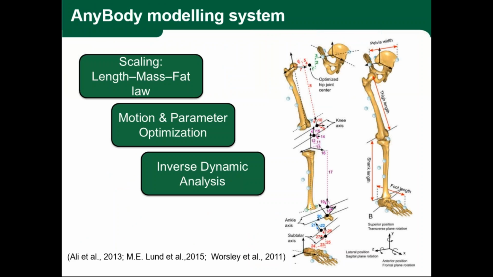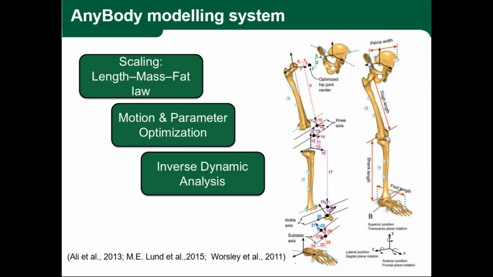So this is a very quick and brief review of the process in the AnyBody Modeling System. The first step is scaling. There are a number of different procedures for scaling a musculoskeletal model in AnyBody, but perhaps the most complete or the best one is length-mass-fat, which scales your generic musculoskeletal model based on the length, considering the mass and weight of the subject, and also considering a coefficient for body fat.